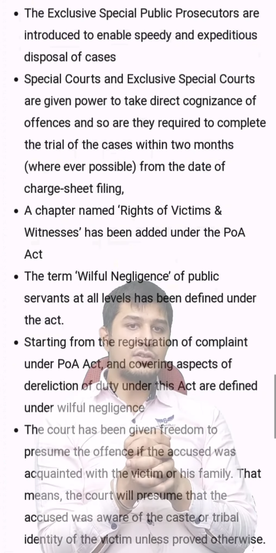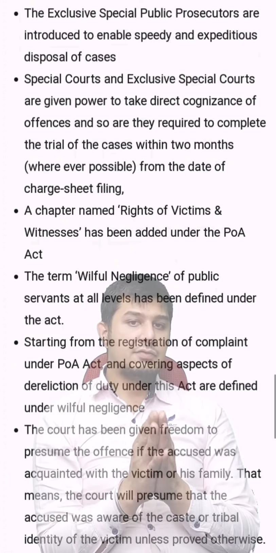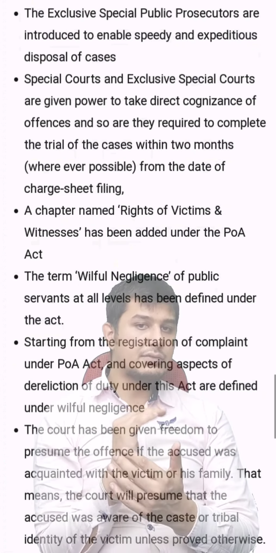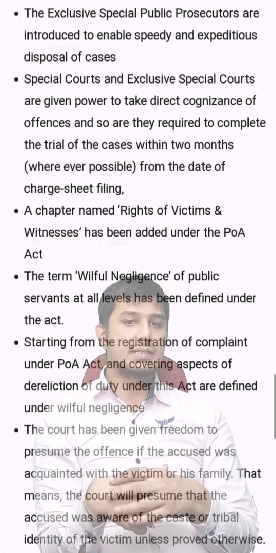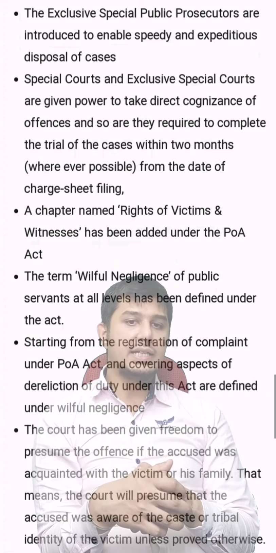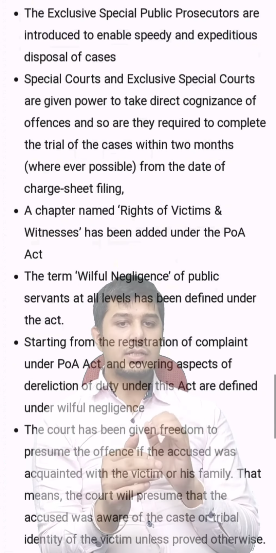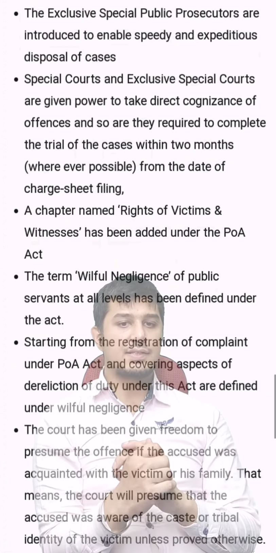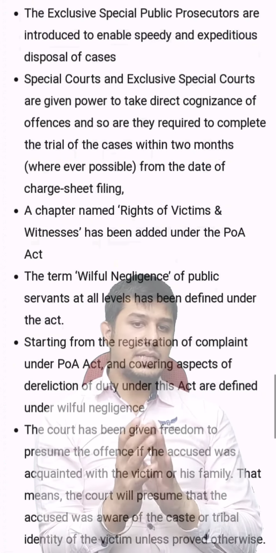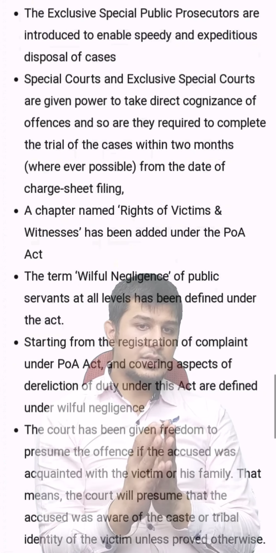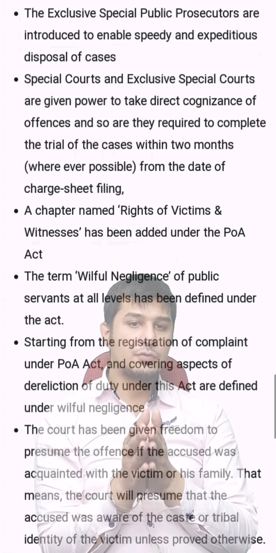A chapter named Rights of Victims and Witnesses has been added under the POA Act. The term willful negligence of public servants at all levels has been defined under the Act, starting from the registration of complaint under the POA Act and covering aspects of dereliction of duty under the Act. The court has been given freedom to presume the offence if the accused was acquainted with the victim or his family. That means the court will presume that the accused was aware of the caste or tribal identity of the victim unless proved otherwise.